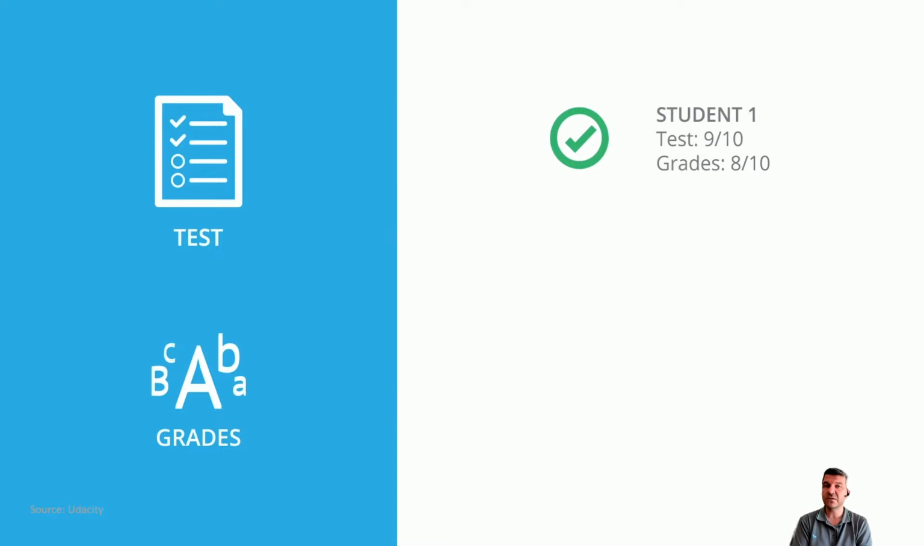And this student did get accepted. Now we had another student, student 2, who did terribly at the test. He got 3 out of 10 at the test and scored only 4 out of 10 at the grades. And this student got rejected.